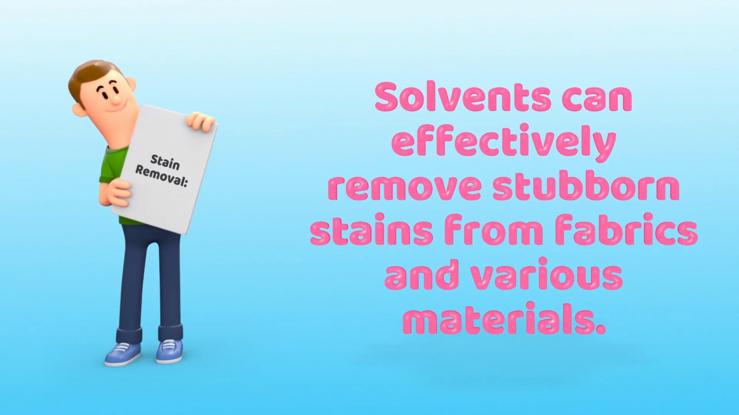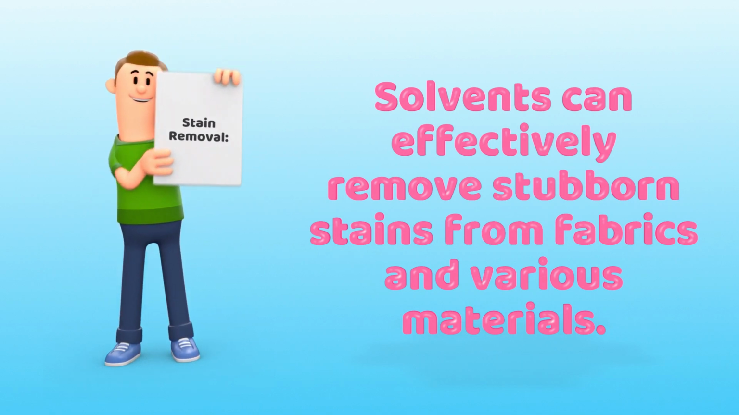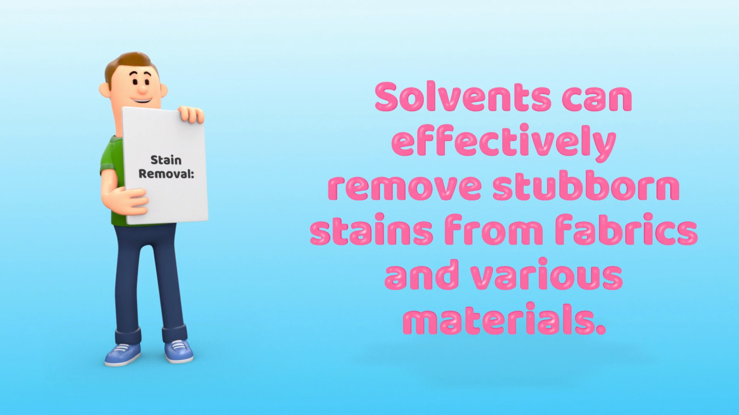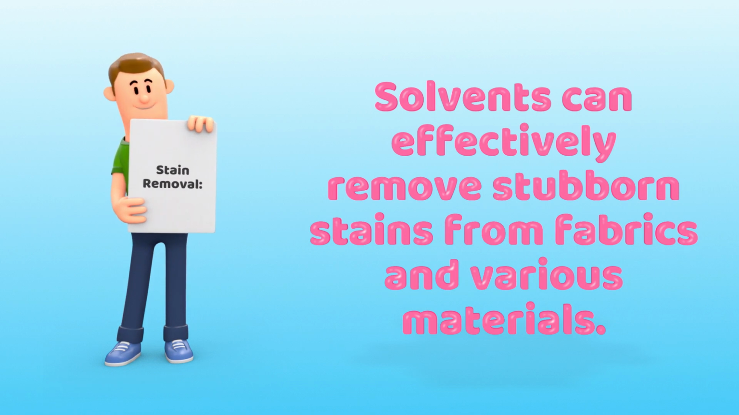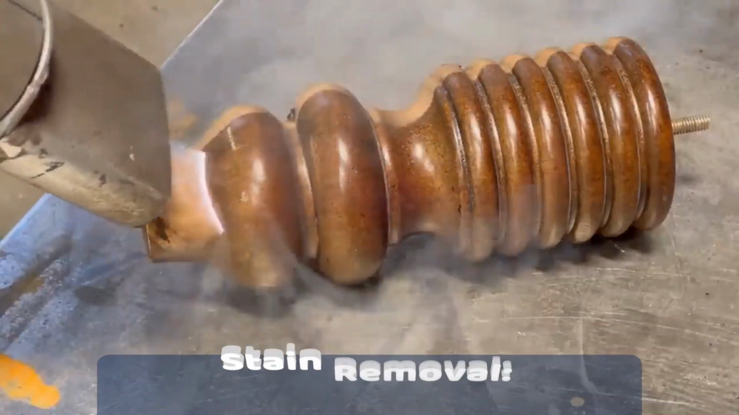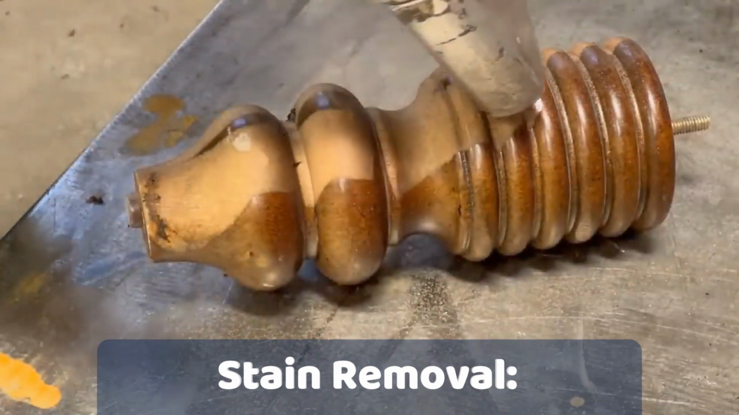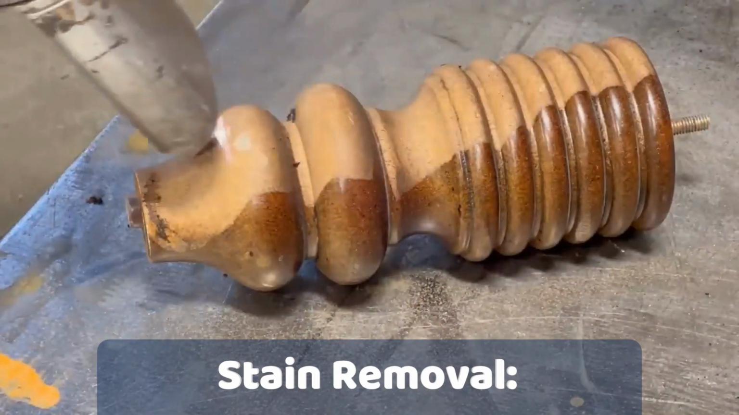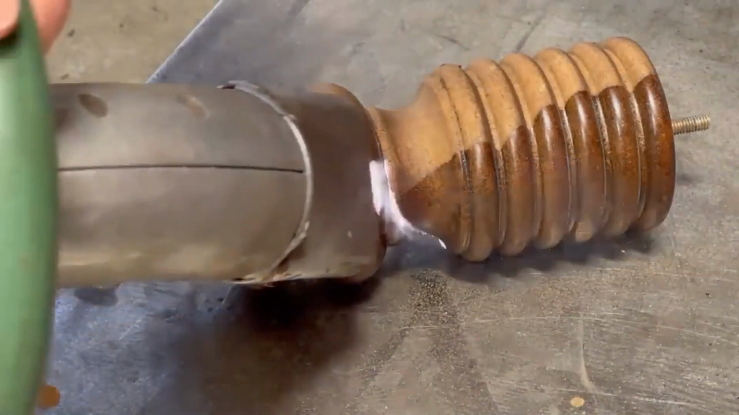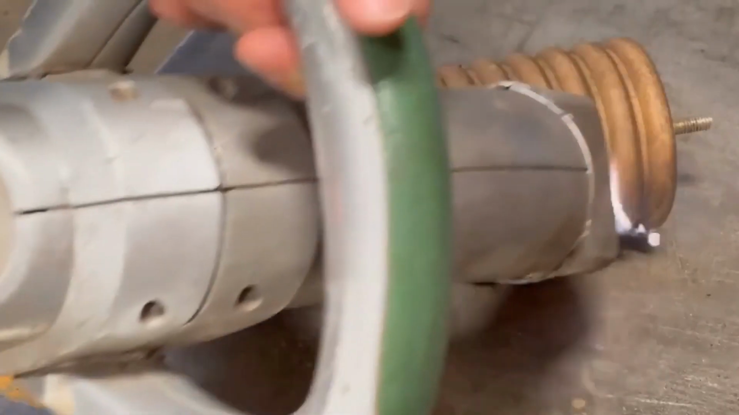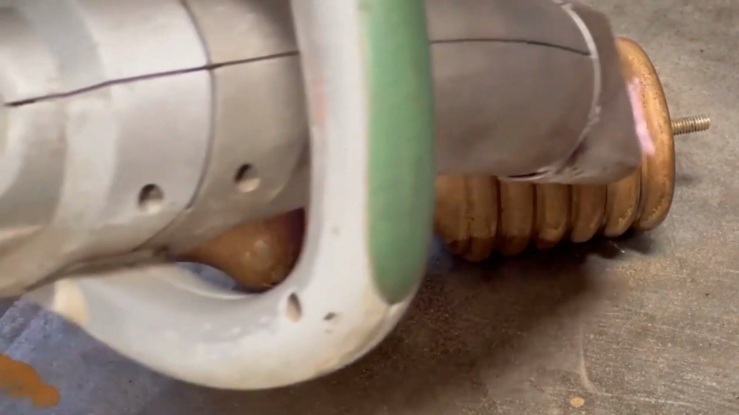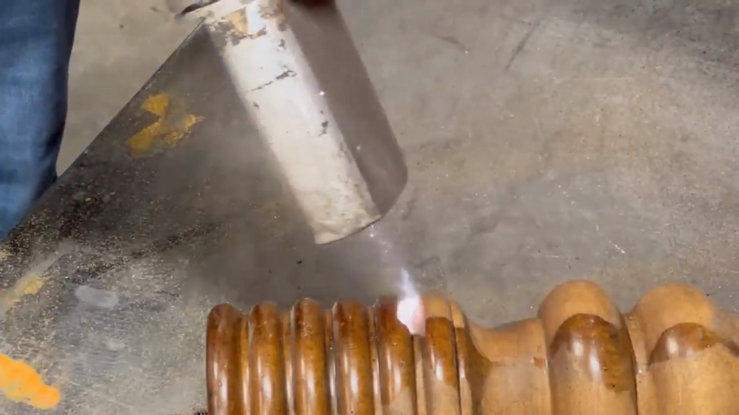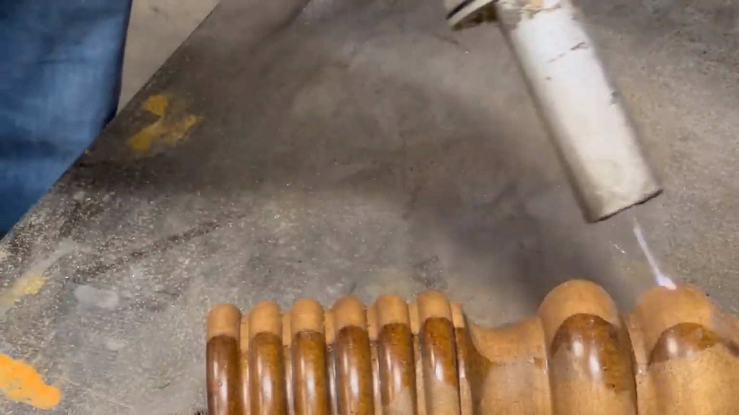Another use of solvents is for removing stains. Solvents can remove stubborn stains from fabrics or various materials. Okay, let's now see an illustration of how to remove stains, for example, on the wood. As you can see from the screen, this is how we can remove stains. You just put the solvent on the cloth and gently apply it on the wood so that the stains can be removed clearly. Keep watching.